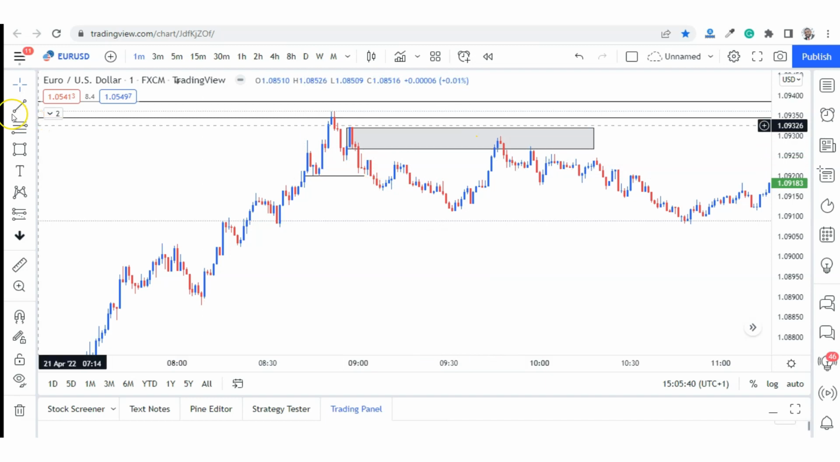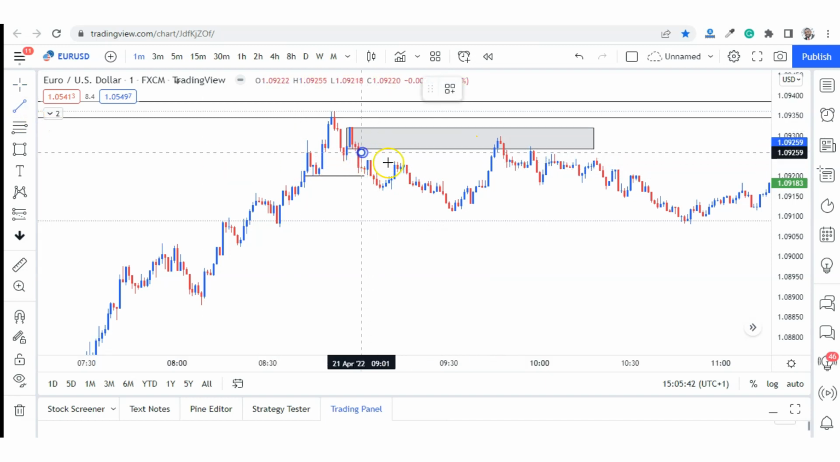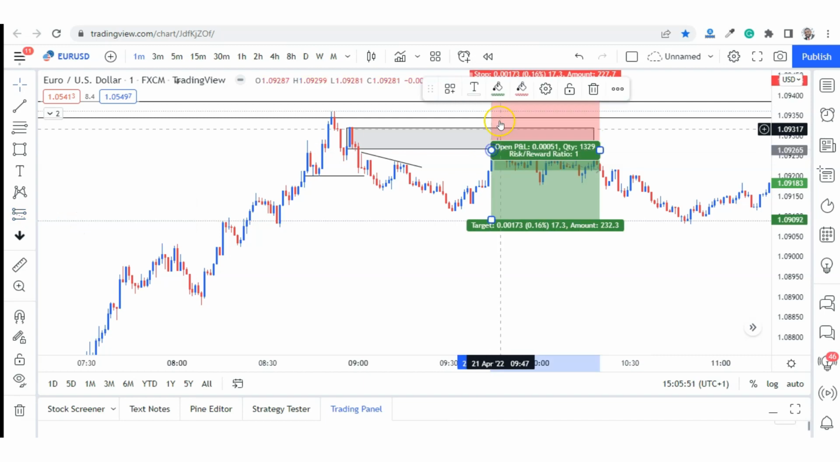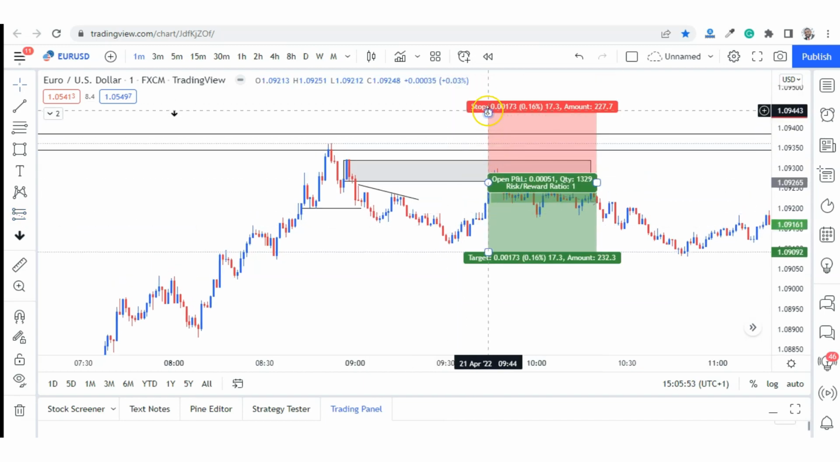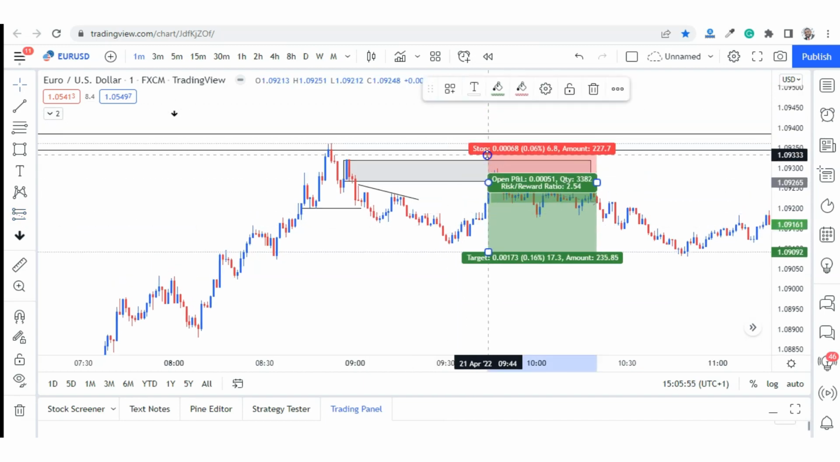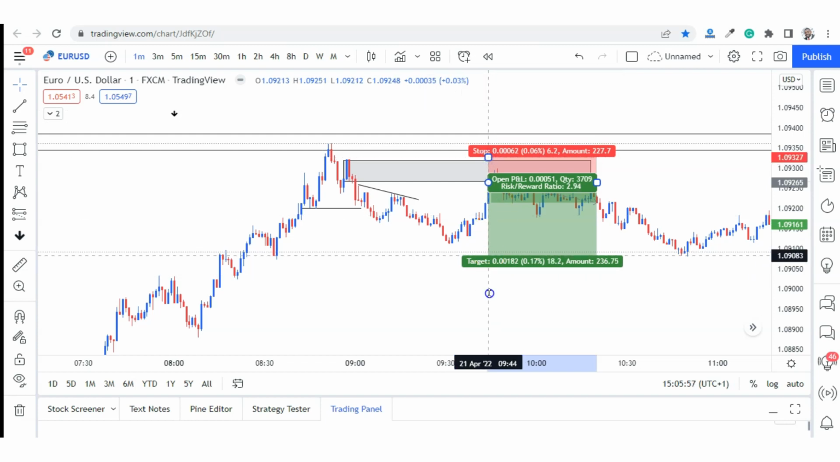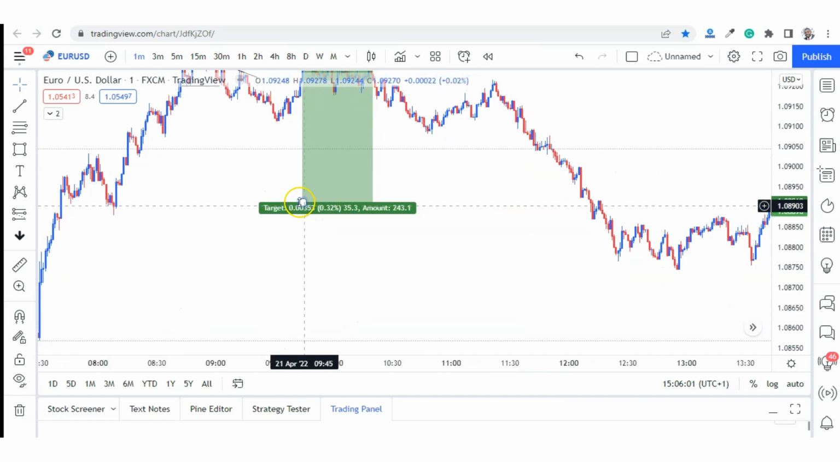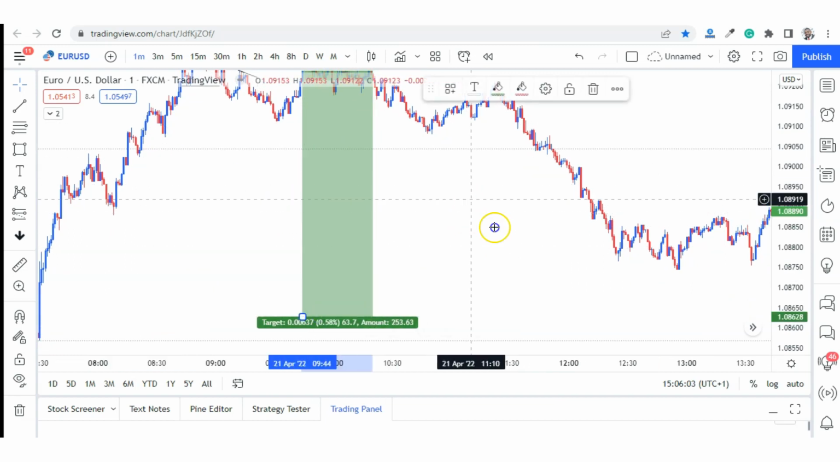Why is that area valid? We have liquidity feeding into it. So he took the trade, immediately price entered that, stop loss here, and there she goes, for a 1 to 20 hour.